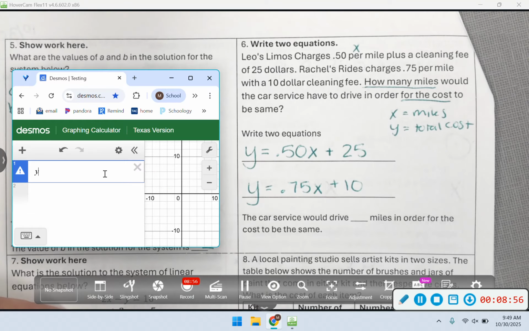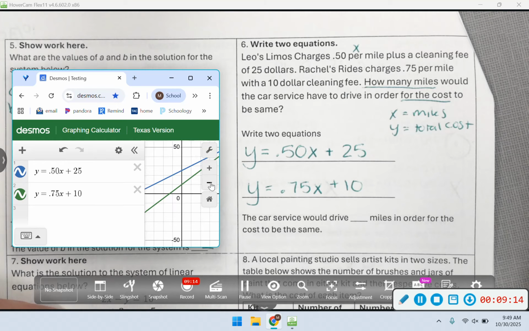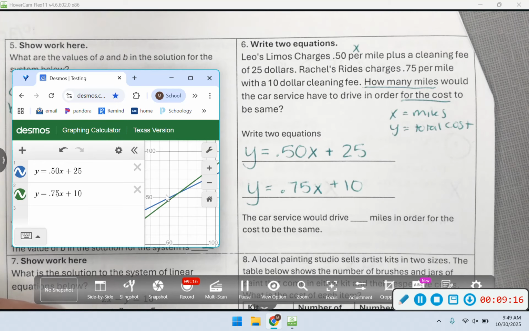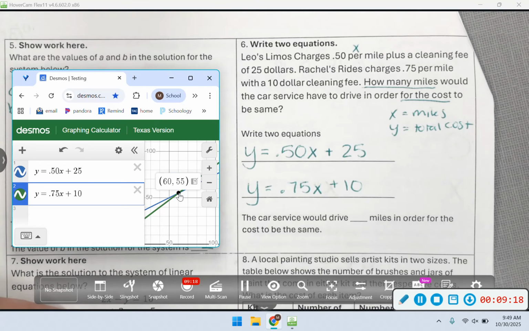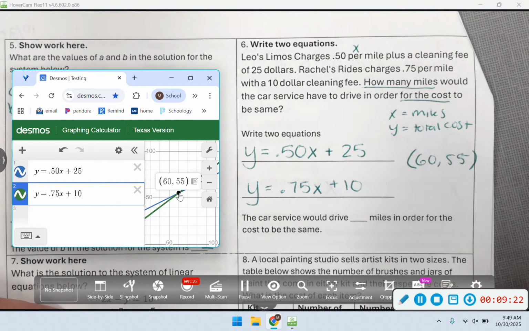And we get y equals 0.50x plus 25. And then we get y equals 0.75x plus 10. And we gotta zoom so we can see. And they touch at 60, 55, but that's not my final answer. We have to use words.